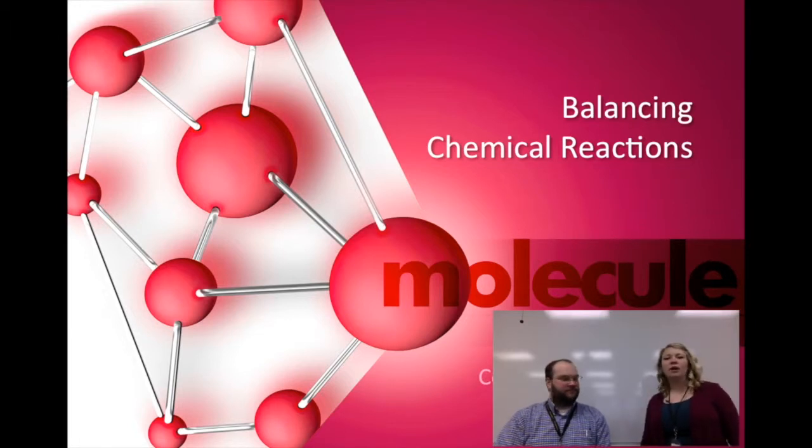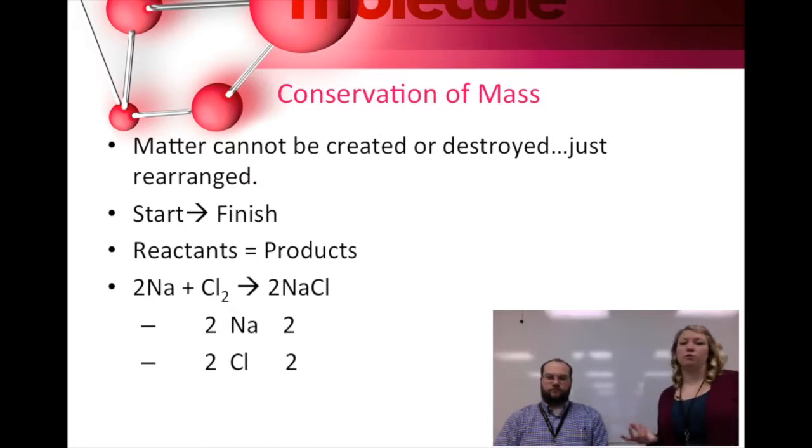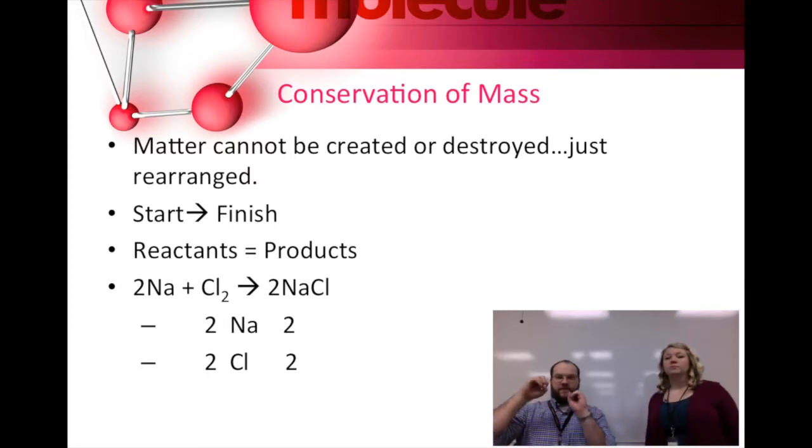So we're going to talk about balancing chemical reactions and then the whole law of conservation of mass. First, conservation of mass: what really is it? It means matter cannot be created or destroyed. It's just rearranged in a different form. So the amount of stuff I start with, I have to end with the same amount of stuff. Now, it's not going to look the same, obviously, but the mass, the product, the numbers, they should all match up.